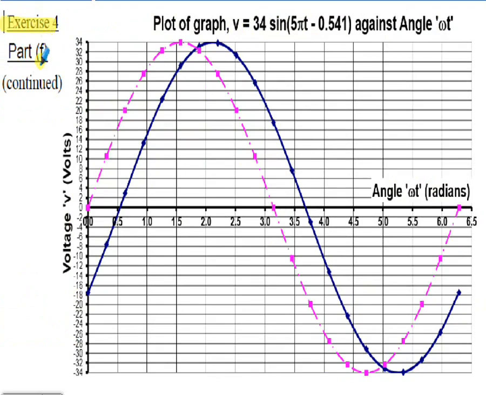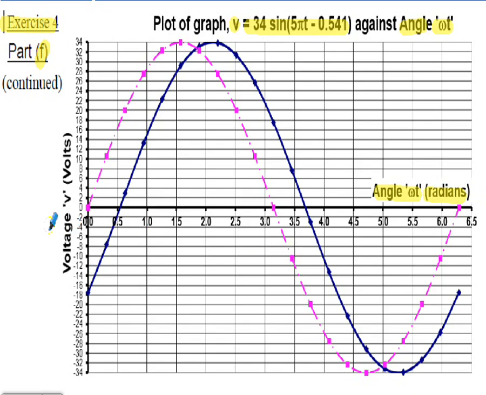Exercise 4, part F. I'm just continuing part F for one more slide. What I've drawn now is v is equal to 34 sine 5 pi t minus 0.541, but this time against angle omega t on the horizontal axis. This is angle omega t in radians. So this goes from 0 to 6.5 radians on our diagram here.